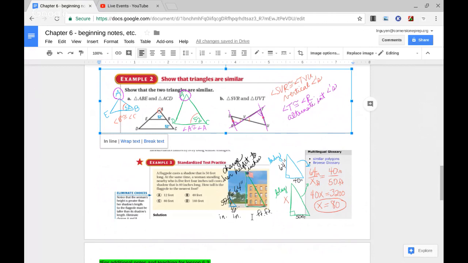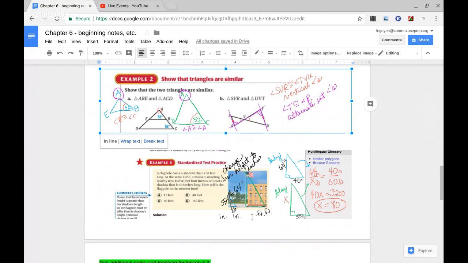That's my red X. So if I do my proportions, the height of the lady is going to be proportional to the height of the flagpole. So I have 64 over X, because those are the corresponding sides. The shadow of the lady is going to be proportional to the shadow of the flagpole, because those are proportional sides. So I have 40 over 50. By cross multiplying, I get that X equals 80. And that would be option C.